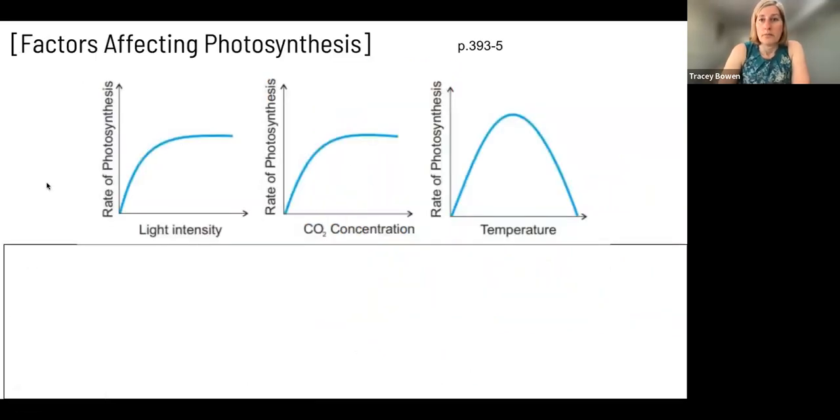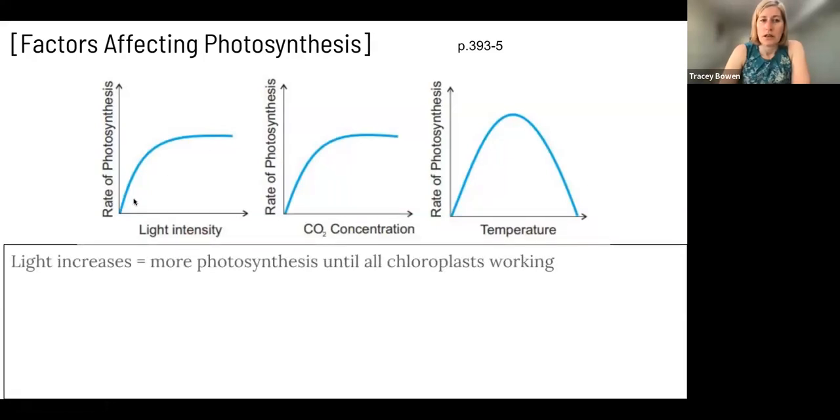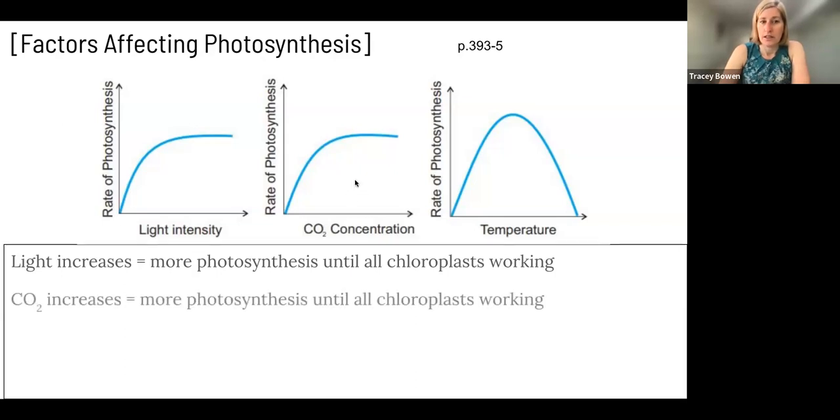So photosynthesis can be affected by a number of different factors. The three main ones are light intensity, carbon dioxide concentration, and temperature. And so you can see the rate of photosynthesis is changing similarly in these first two, but then differently in the last one. So as we increase the amount of light, the amount of photosynthesis is going to increase until a set point when all the chloroplasts are working, and then it's going to plateau. So no more photosynthesis, it can't be sped up any further than that.